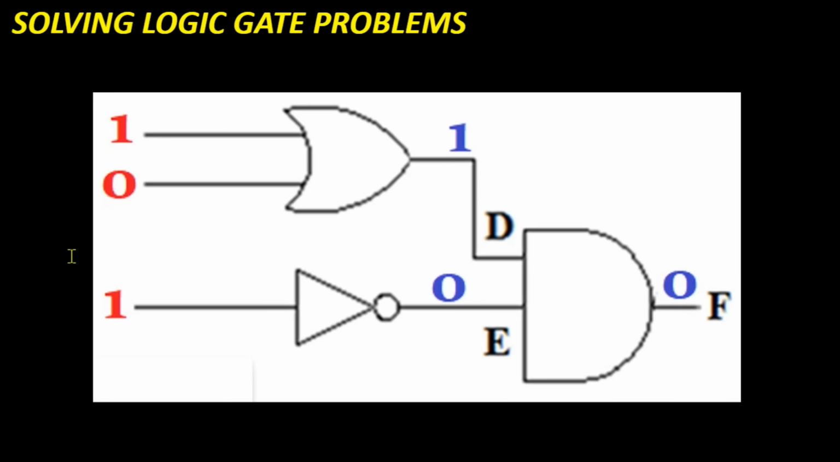If you did it correctly, this would have been your answer. This was an OR gate, so 1 and a 0, you'll get a 1 coming out of it. This is a NOT gate, so a 1 would result in a 0. And this AND gate here, this 1 and a 0 would result in a 0.